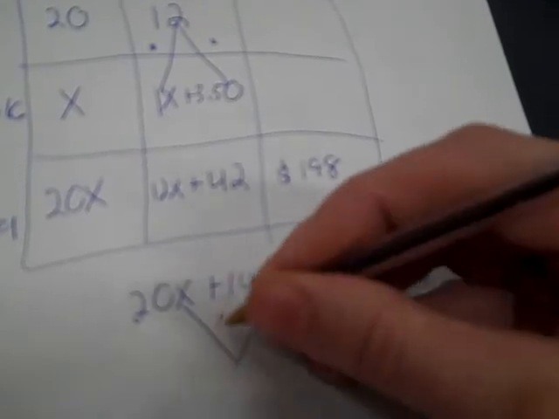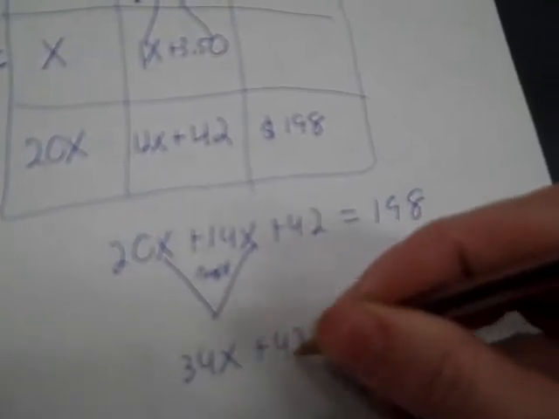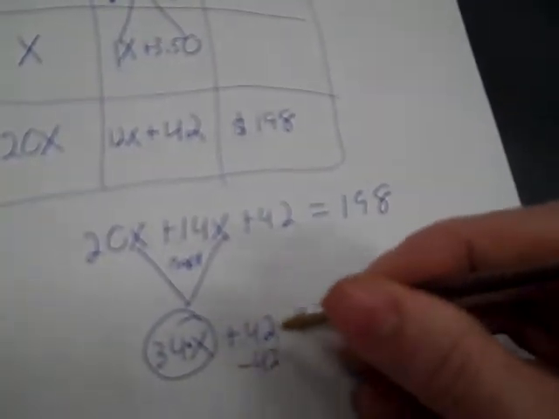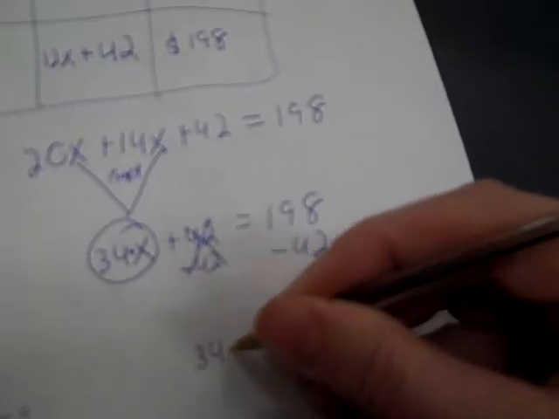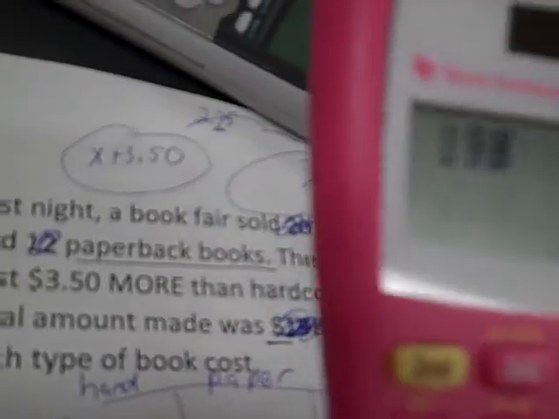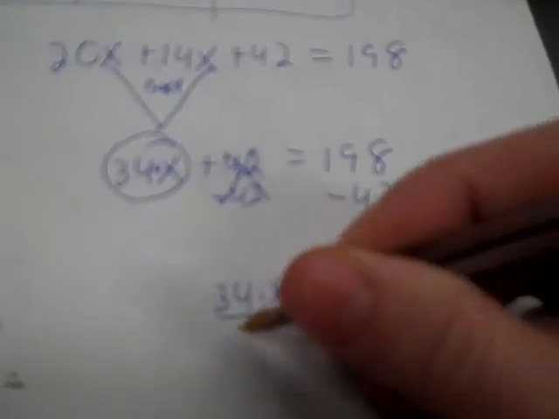And my x's, there's two of them, but they are on the same side, so that's just adding. And that's 32x plus 42 equals 198. So dot your x and circle it. And 198 minus 42 is 156. And now I can divide.